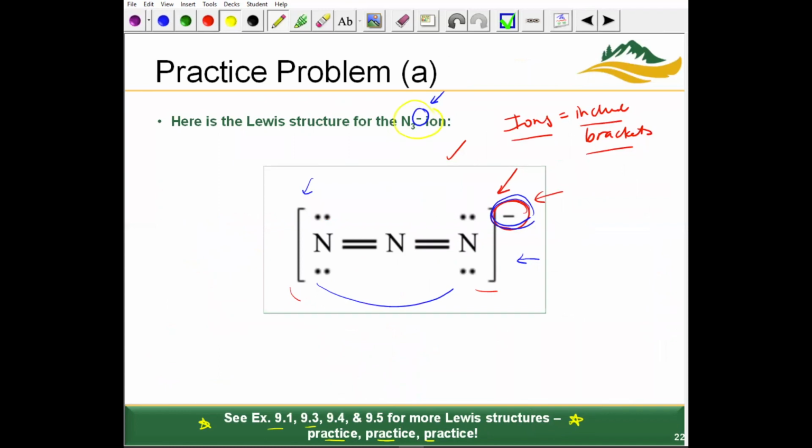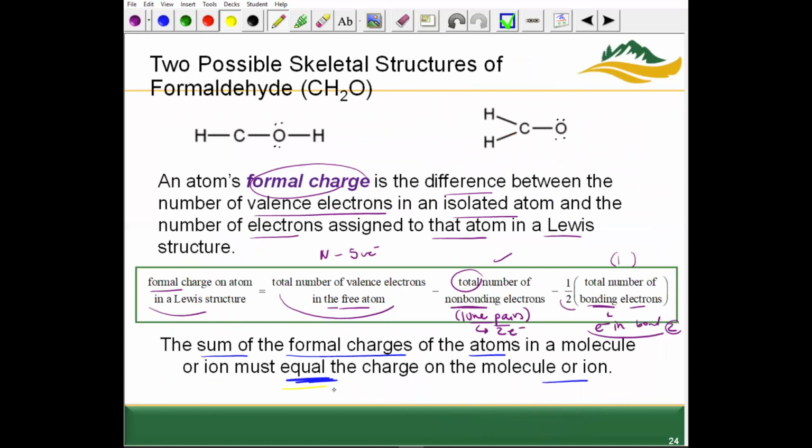So that needs to be true for all of our Lewis dot structures that have a charge on them. If the overall ion is +1, then all the formal charges on each of those individual atoms need to sum up to also +1.